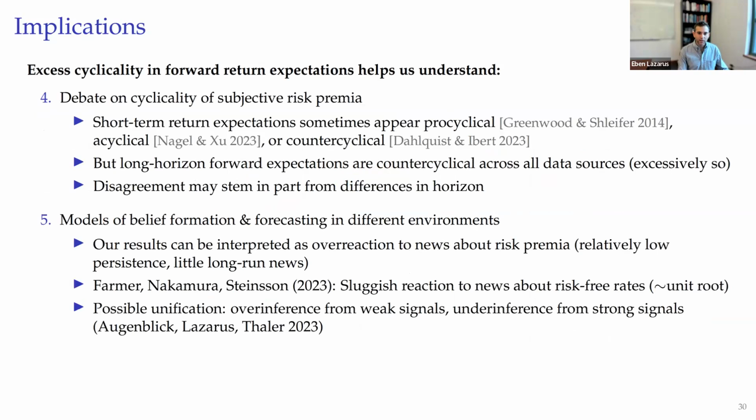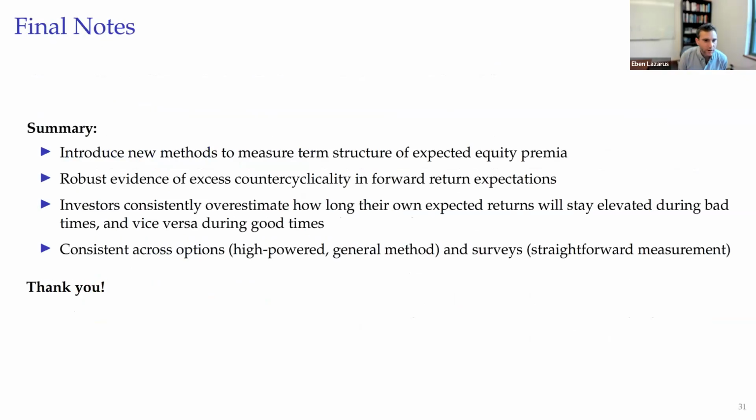We're finding quite consistently that forward risk premia are countercyclical, even though in some cases we find evidence that short horizon return expectations are procyclical. So some of the disagreement we think stems from differences in the horizon of return expectations in these different contexts. So with that, I'll wrap up.